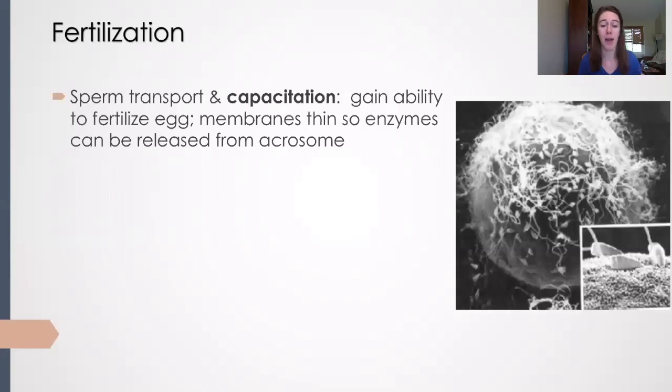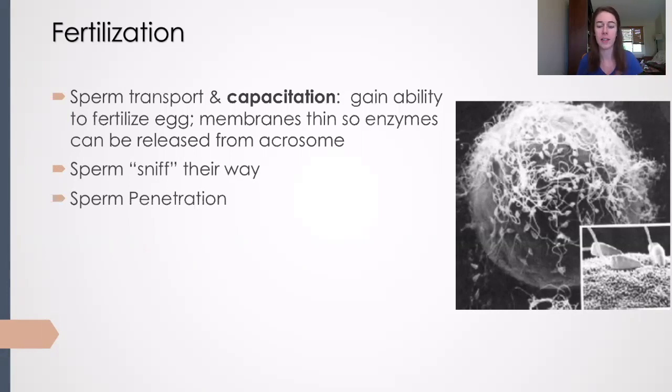So that's called capacitation. That process has to occur, this thinning of the membrane surrounding the acrosome so that their enzymes can be released onto the surface of the egg. The sperm have to continue to swim up the uterine tube to meet the egg because the egg is traveling super slowly. So they can't wait. They need to travel to the egg.